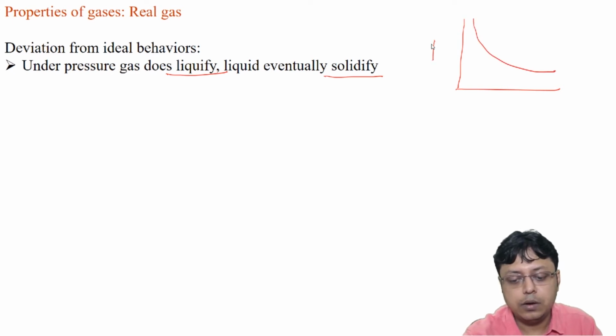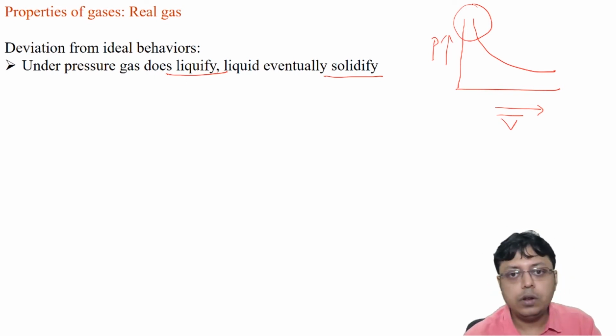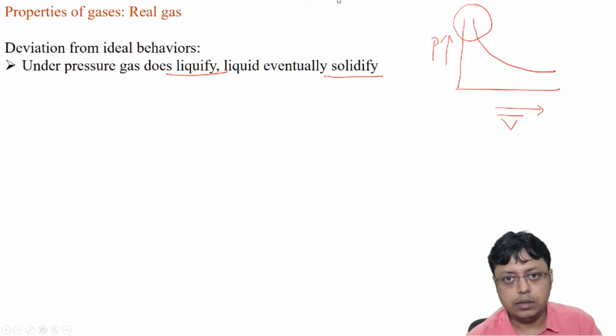If you remember your pressure volume isotherm, it always predicts that even at very high pressure, there is no change from gas to liquid, or there is no phase transition. But phase transition happens in reality. We'll first discuss a few experimental facts that showed the deviation from this ideal behavior.